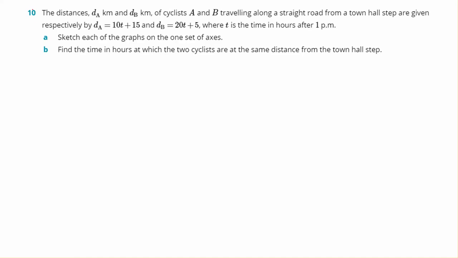Methods, we can look at question 10 from exercise 2H. So we've got a worded problem and it's through simultaneous equations. So we've got dA and dB to represent cyclists A and B traveling along a straight road. Okay, and the distances traveled are given by these two equations, where time is in hours after 1 p.m.